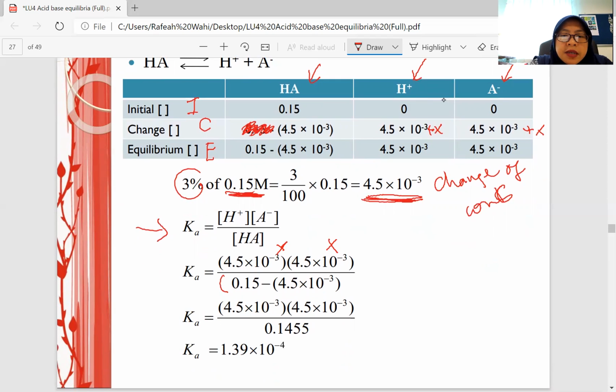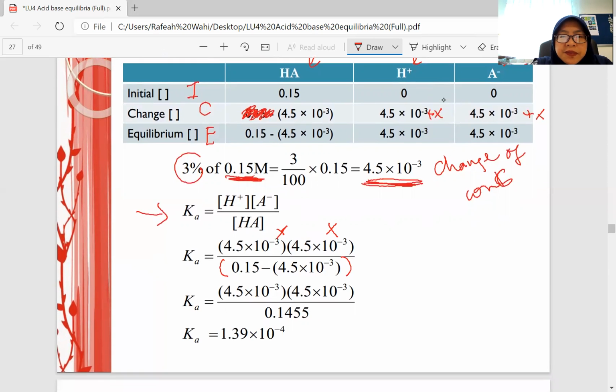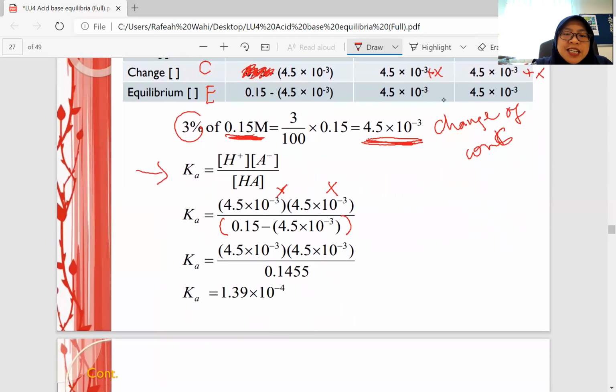And you have the equilibrium concentration of the acid, which is 0.15 minus 4.5 times 10 to the power negative 3. Where do we get this? We get it from the ice table. How do we calculate it? You can repeat my explanation just now. You can rewind the explanation. And then after you have substituted all the values, you get Ka, which is 1.39 times 10 to the power of negative 4. Okay, so this is how you do it.